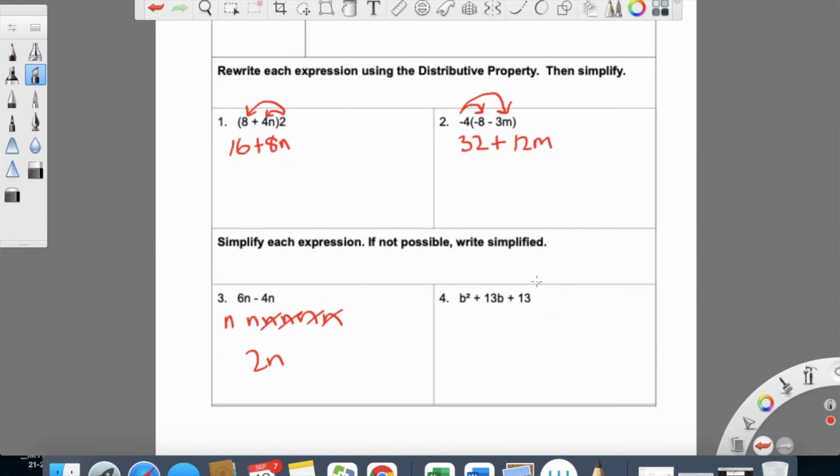All right, so let's take a look at number 4 here. We have b squared plus 13b plus 13. So they're definitely trying to be tricky here. We have a b and we have a b. One has an exponent and the other does not. We cannot add these two together because order of operations says I need to deal with this multiplication, because remember that means b times b, before I could add it to 13b.